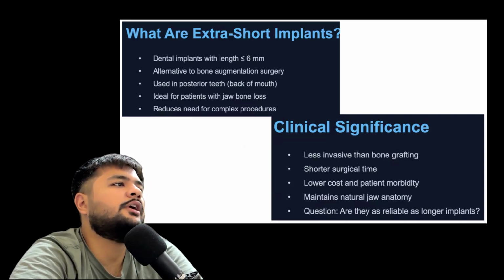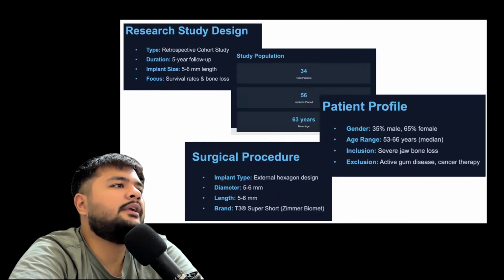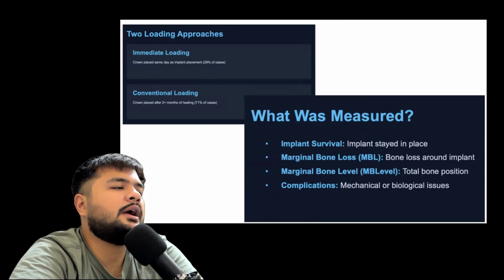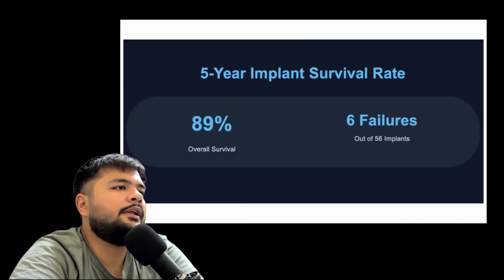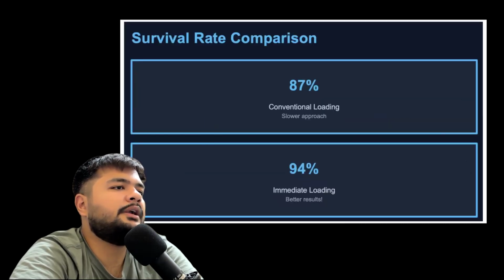That is, what are extra short implants, clinical significance, research study design, the retrospective cohort study, 5-year follow-up, 5 to 6 mm length implants are used, and focus was on survival rates and bone loss. So all this I have discussed in the first review of literature article. So two loading approaches were used, immediate loading and conventional loading. So these parameters were measured: the implant survival, marginal bone loss, marginal bone level, and the complications. The 5-year implant survival rate had 6 failures in a single patient, that too with periodontal disease.